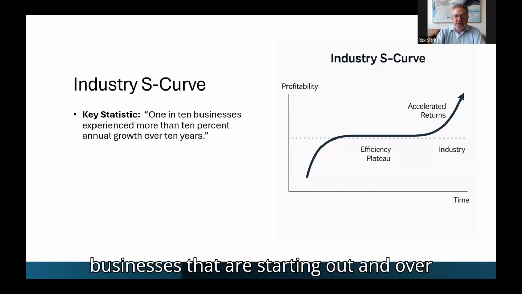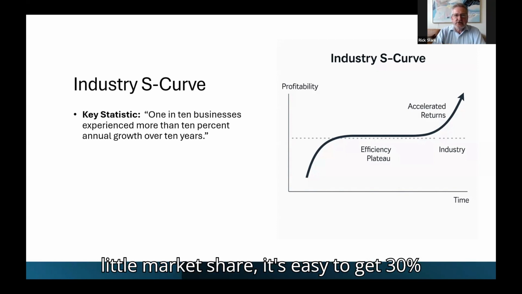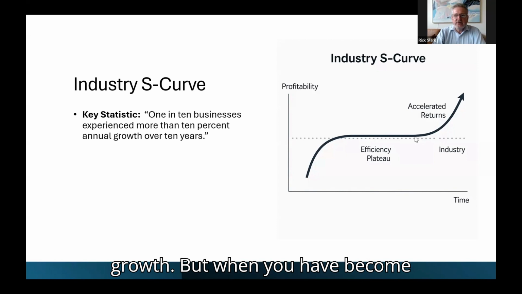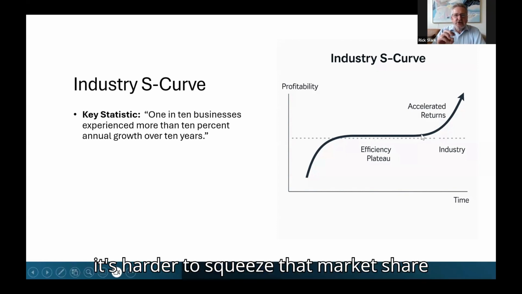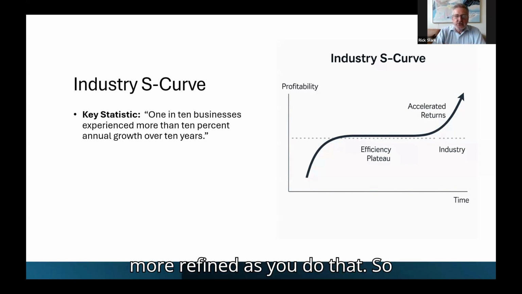I hear a lot of businesses that are starting out and over in this area, and they'll say, well, we had 30% growth. Well, when you have very little market share, it's easy to get 30% growth. But when you have become efficient and you're doing pretty well, it's harder to squeeze that market share, and you have to be more strategic and more refined as you do that.